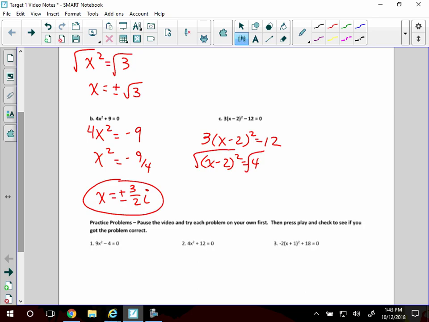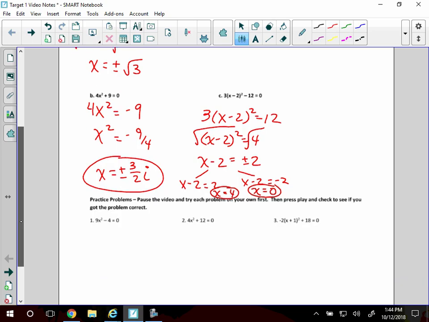So when you square and square root something, those undo each other, so you're just left with x minus 2. And then when I square root 4, remember I get a positive or a negative 2. So that means I really have 2 equations here. One of them says x minus 2 equals positive 2. The other one says x minus 2 equals negative 2. So when I add 2 to the first one, I get x is 4. When I add 2 to the second one, I get x is 0.